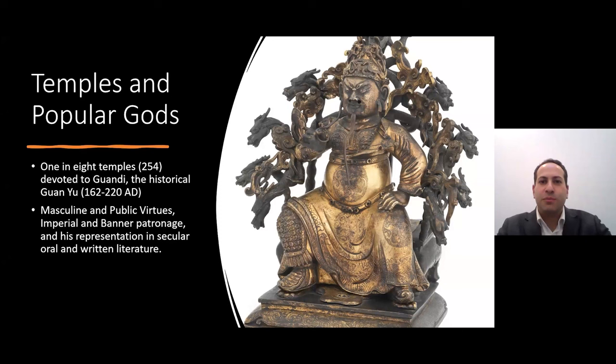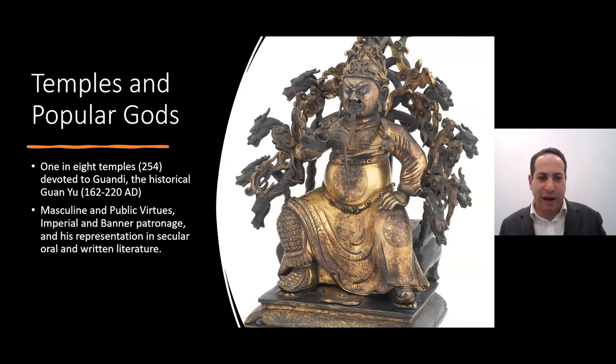Moving on into Beijing. Beijing was a place full of temples and popular gods. There are numerous temples and deities. One of them is Guandi. You often see statues of him in the auction house. They come up quite a lot, and he was considered masculine, and he had a lot of patronage from the Qing elite.